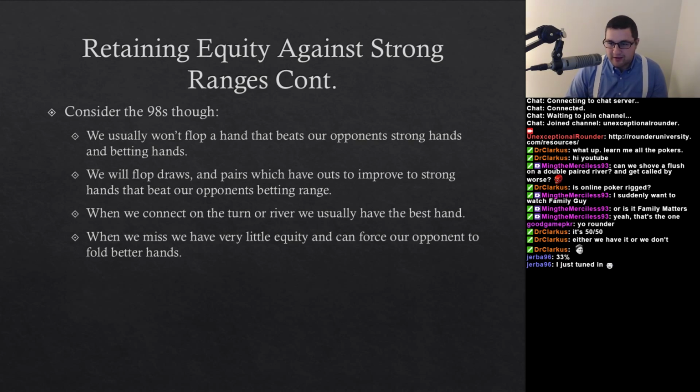Again, that's not really the case with Ace-9 offsuit. If we are bluffing with Ace-9 offsuit, we're usually not getting our opponent to fold hands with worse equity. Whereas when we bluff with 9-8 suited, our opponent is going to fold out hands that have strong equity against us. So you can see throughout this discussion how powerful it is to have hands that retain equity well against strong ranges. Before we move on, does anybody have any questions about that topic?